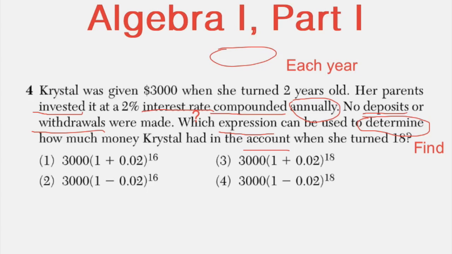To understand this better now, Crystal was given $3,000 when she turned 2 years old. Her parents invested it at a 2% interest rate, compounded annually, or compounded each year. No deposits or withdrawals were made. Which expression can be used to find how much money Crystal had in the account when she turned 18?